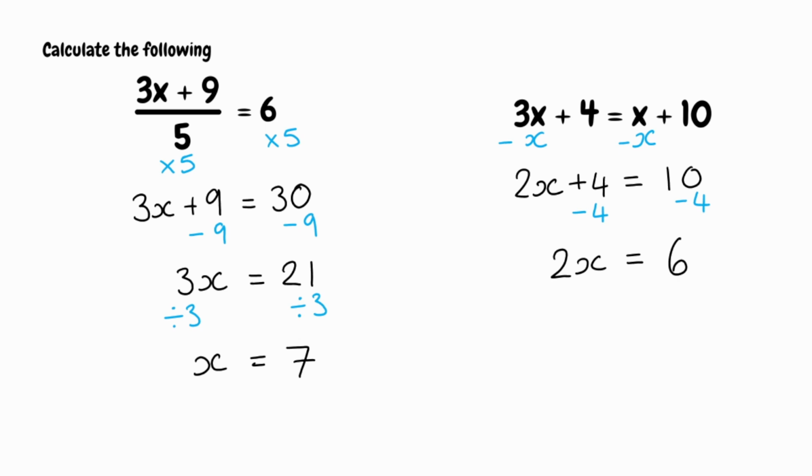And now for our final step, we've got 2x is equal to 6. So again, 2x being 2 multiplied by x, we now need to do the opposite, which is to divide by 2. So I'm dividing both sides by 2. And that's going to leave me with x on the left-hand side is equal to, and if we do 6 divided by 2, that gives us 3. So our solution to this equation is that x is equal to 3.